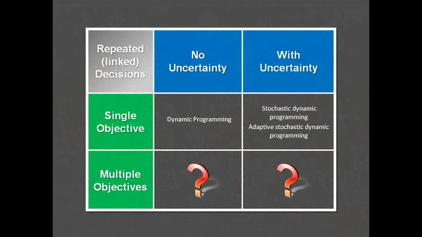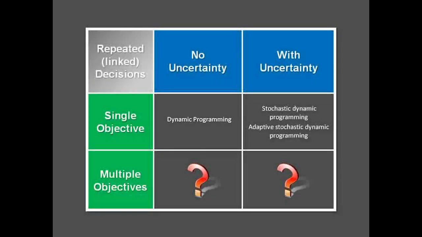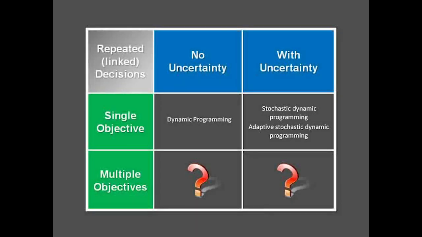When we have linked decisions, if we don't have uncertainty and we have just a single objective, we can use dynamic programming. When we do have uncertainty, we can use tools like stochastic dynamic programming, or also adaptive stochastic dynamic programming. Now, when we have linked decisions with multiple objectives, there are very few tools available to us. And so in most cases, what we would try to do is combine multiple objectives into a single objective in some way. And we're going to talk at length about how to do that in the next module on multiple objective problems.